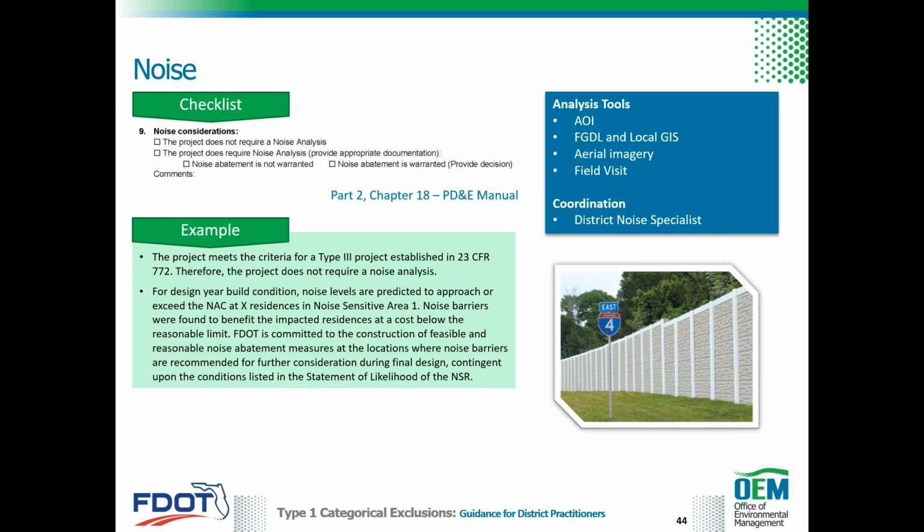Most Type 1 CEs are going to qualify as what's called a Type 3 project for noise, and they do not require noise analysis. Type 3 projects don't involve things like added capacity, construction of new through lanes or auxiliary lanes, except turn lanes, or substantial changes in the horizontal or vertical alignment of the roadway. Type 1 CEs that may require a noise analysis include adding auxiliary lanes and construction of things like new roundabouts or traffic circles.